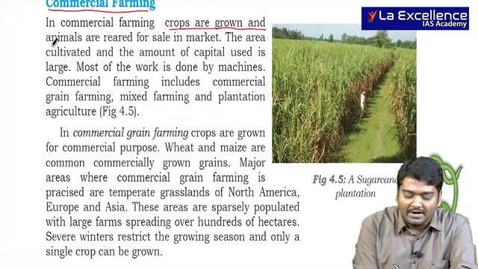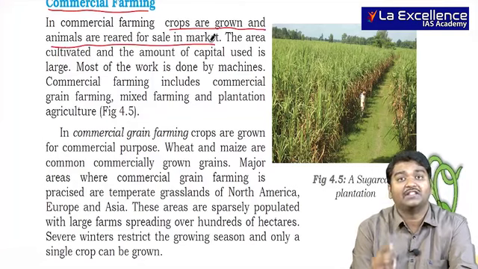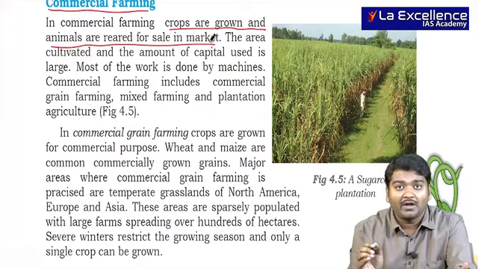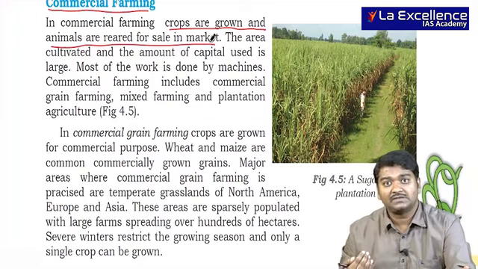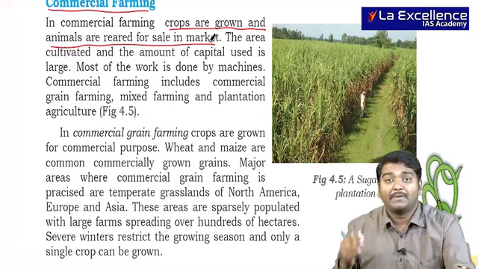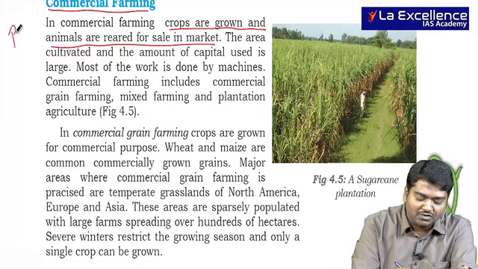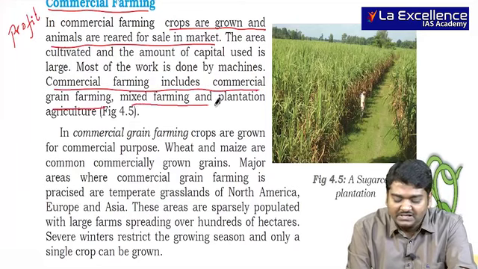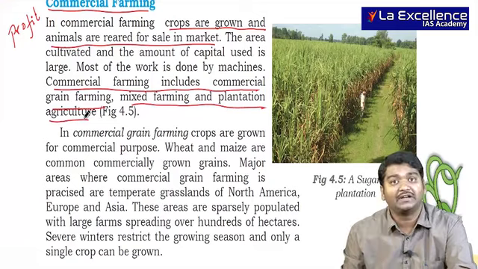Crops are grown and animals are reared for sale in the market. The main purpose is commercial. They are not doing it to feed themselves or to take care of their families, but most important for them is to make profit, right? Commercial farming includes commercial grain farming, mixed farming and plantation agriculture.